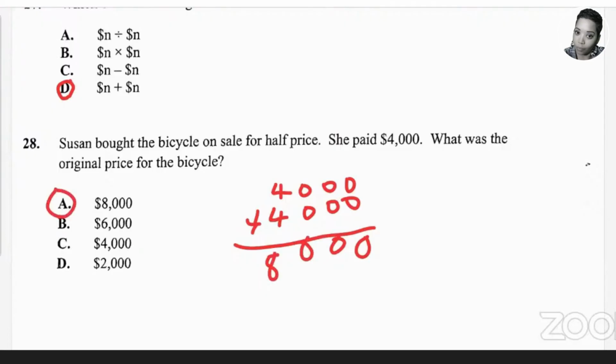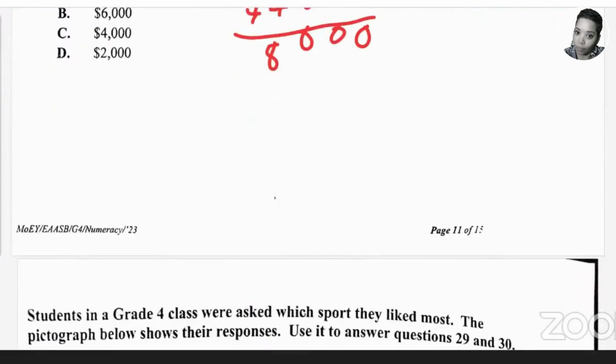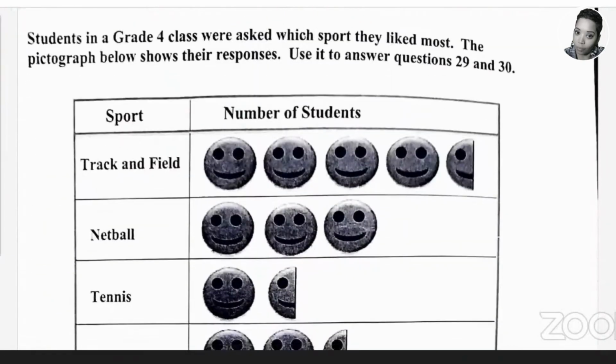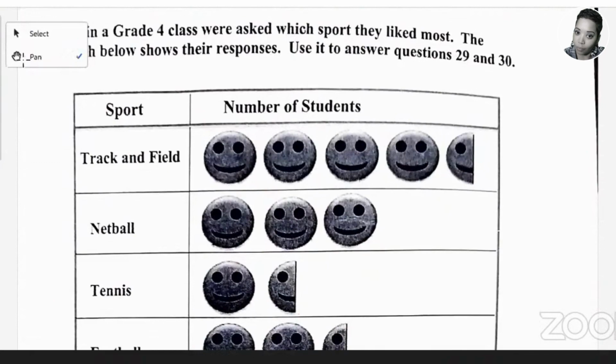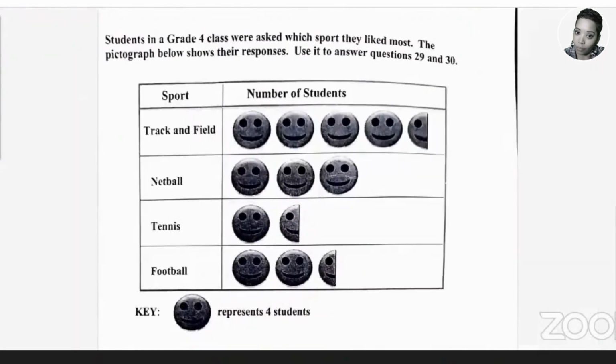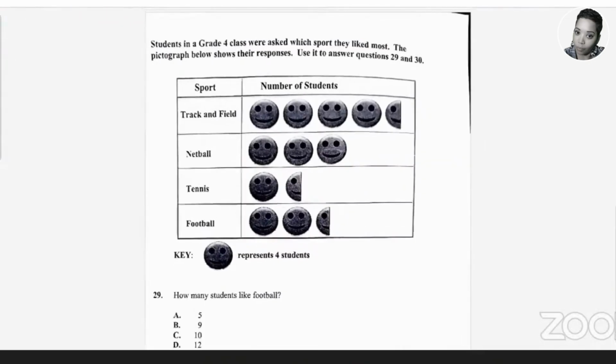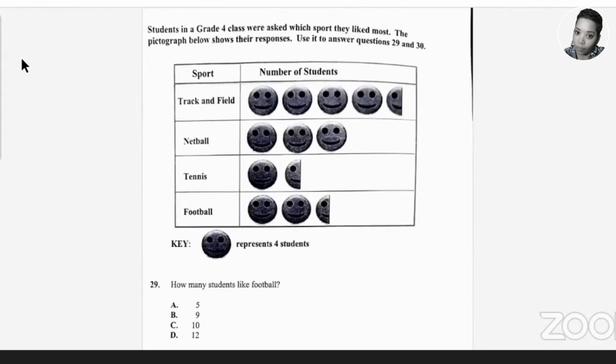All right, let's get to our final two questions. Okay, let me reduce this one just a bit. All right, students in a grade 4 class were asked which sport they liked most. The pictograph below shows their responses. Use it to answer questions 29 and 30. The sports: track and field, netball, tennis, and football. So the key says that a smiley face represents 4 students, okay? So how many students like football?